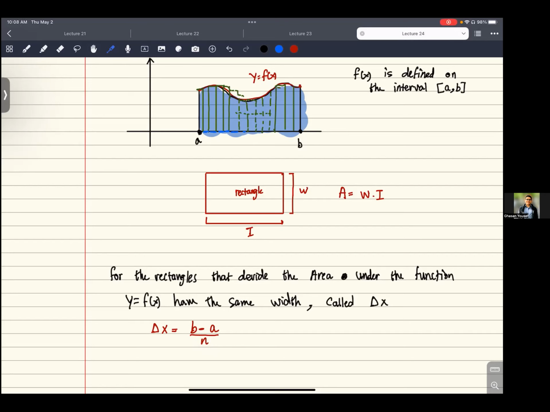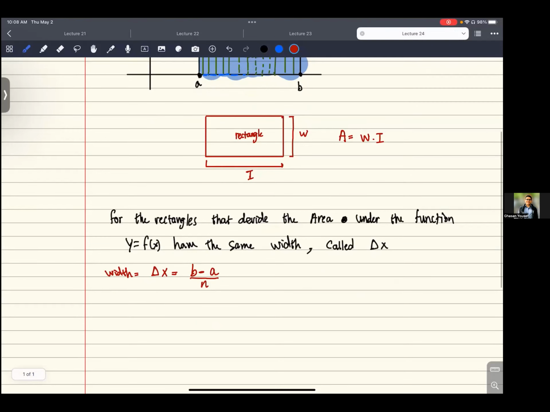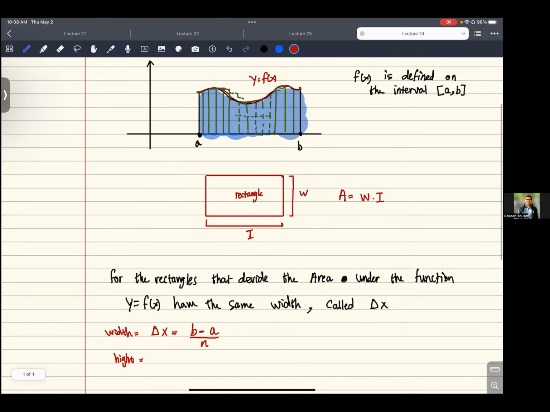Makes sense? So delta x, I can define it as the width, is the same as b minus a over n. Okay, now what's the height? What is the height? For each rectangle, you see, they have different heights. This height is different from this one. This height here for the third rectangle is different from the first one and second one.